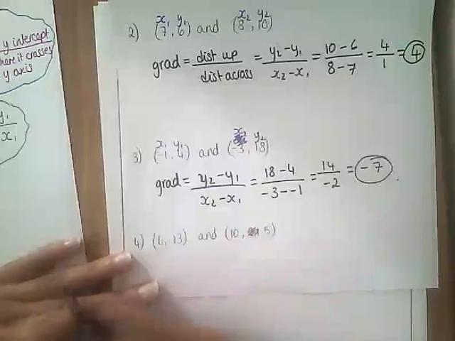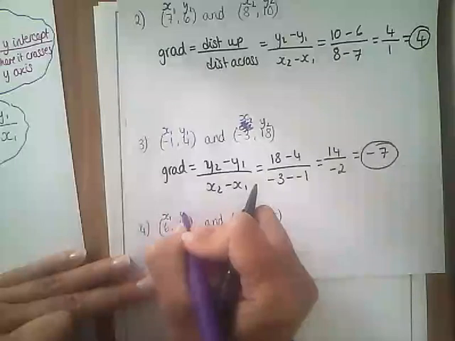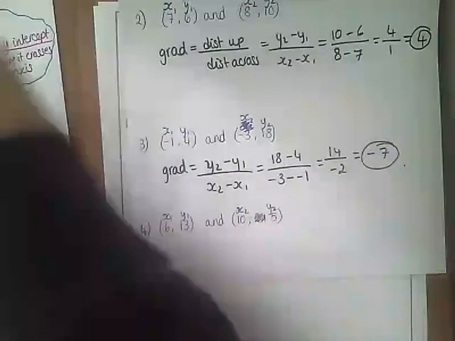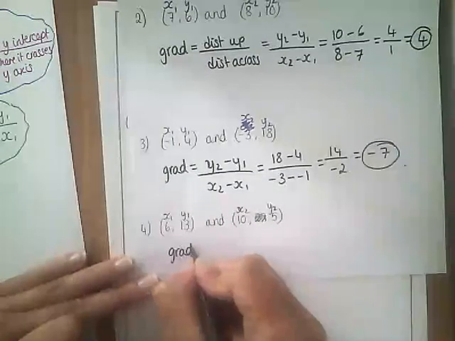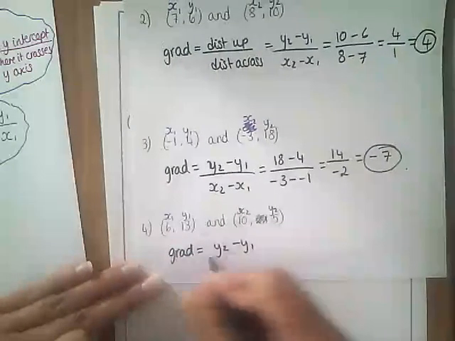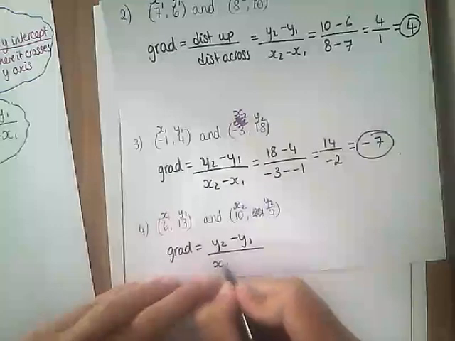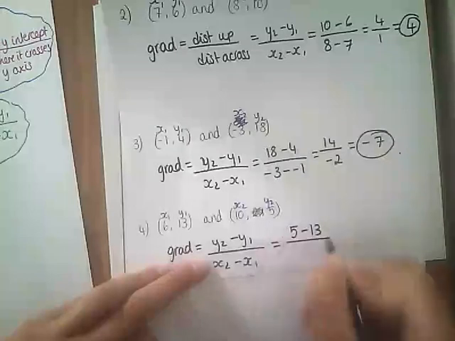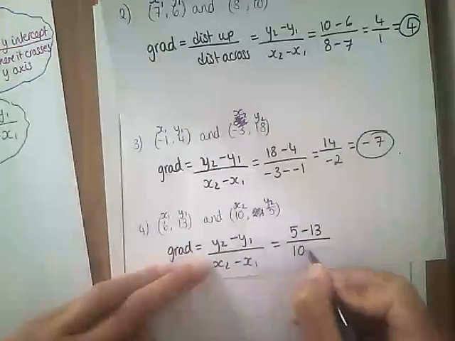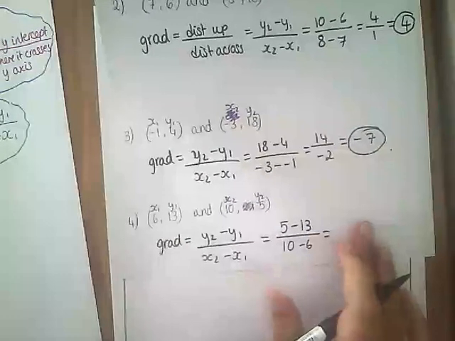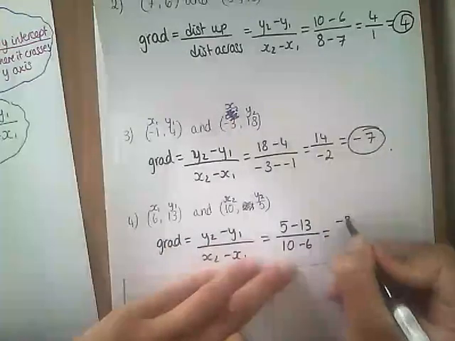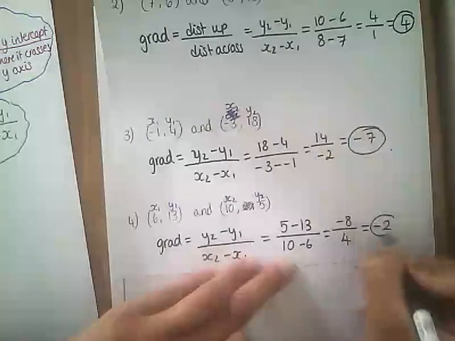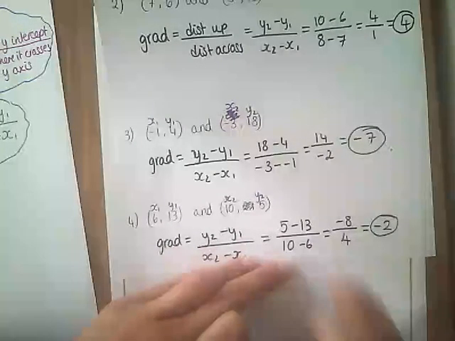Okay, number 4. x1, y1, x2, y2. Our gradient, again, I'm using y2 minus y1 over x2 minus x1. So I've got to do 5 take away 13 over 10 take away 6. So 5 take away 13 is going to be negative 8. 10 take away 6 is going to be 4. Minus 8 divided by 4 is minus 2. It has a gradient of minus 2.